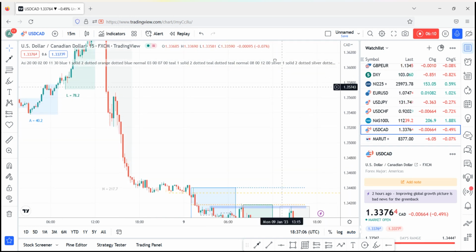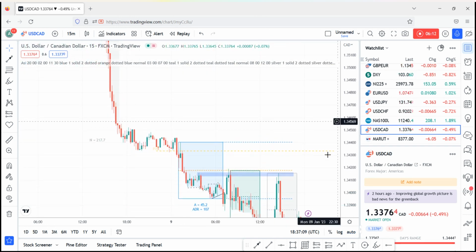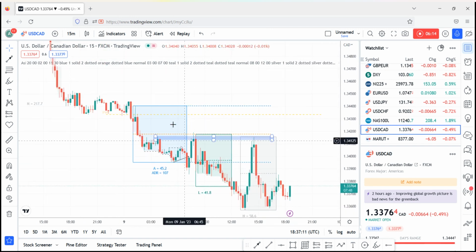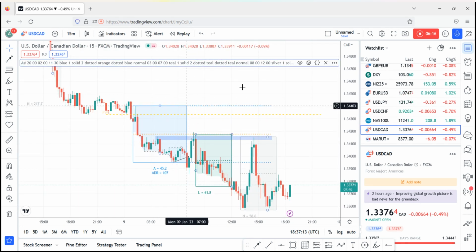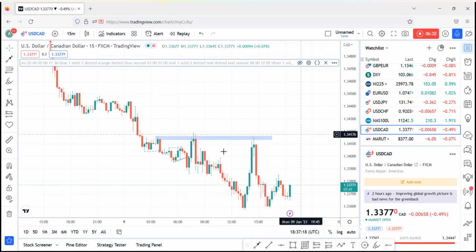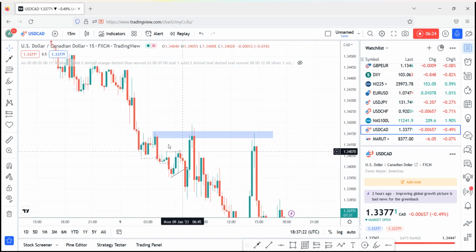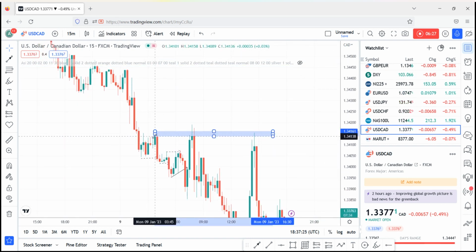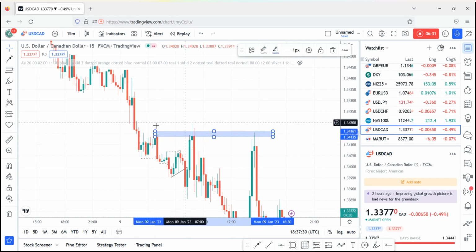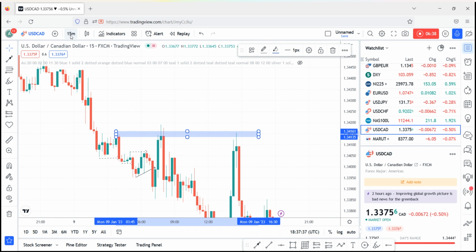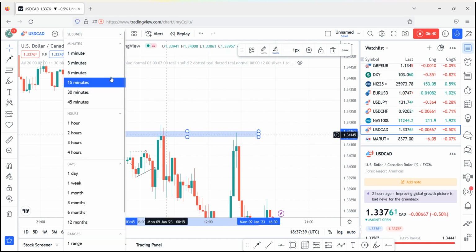You can clearly see this was the Asia session, and from here London session opened. And when London session opened, what market did was market just tapped into our order block and swept the liquidity and closed below this, below our order block, right? And then what I did was I waited for the candle close.